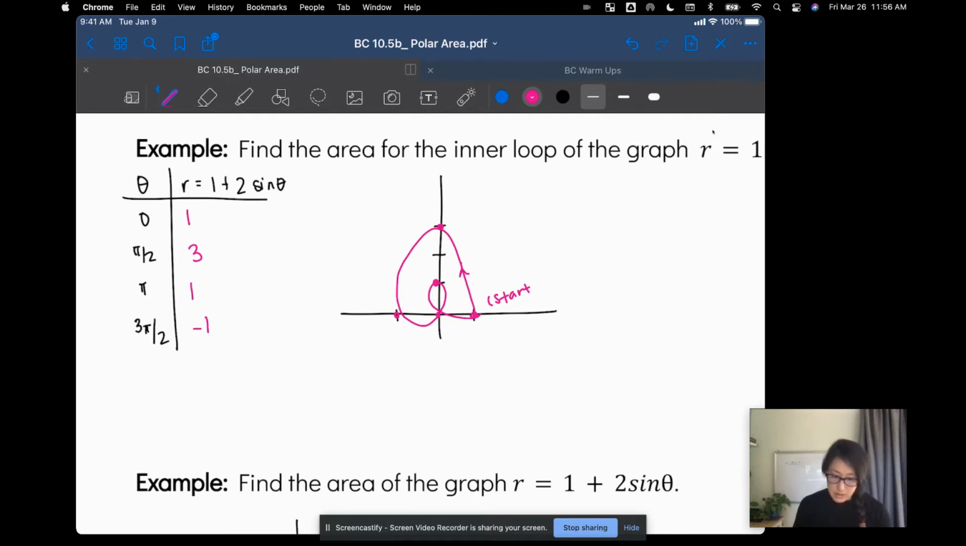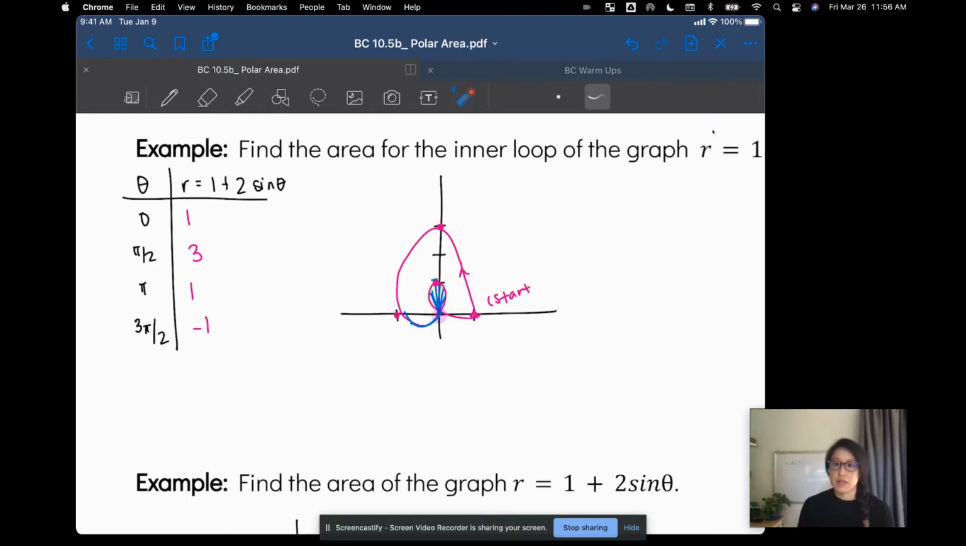And what we want to find is the area of the inner loop of the graph. So that is the area from the pole to the points on the inner loop, just that middle part. So what I need to find is the values of the intersection at the pole. So when does the graph cross the pole, so that I know when the inner loop starts, then we go through the loop, and then back to the pole to complete the loop.